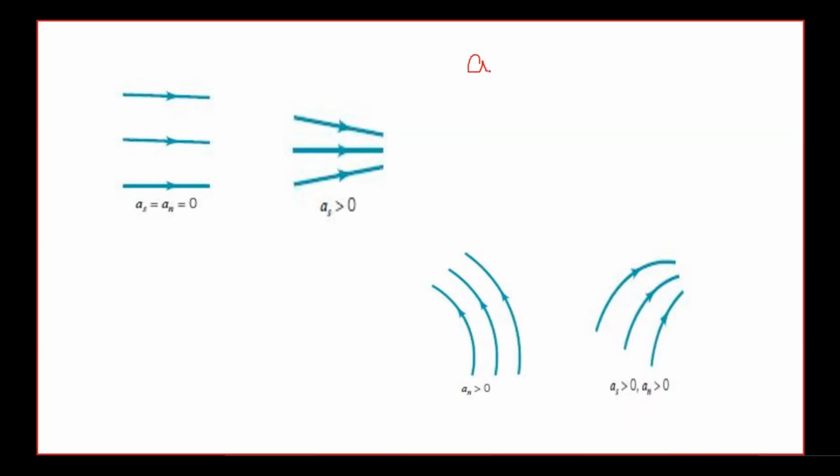AS by partial V by partial S, and we are presenting AN by V square by R.